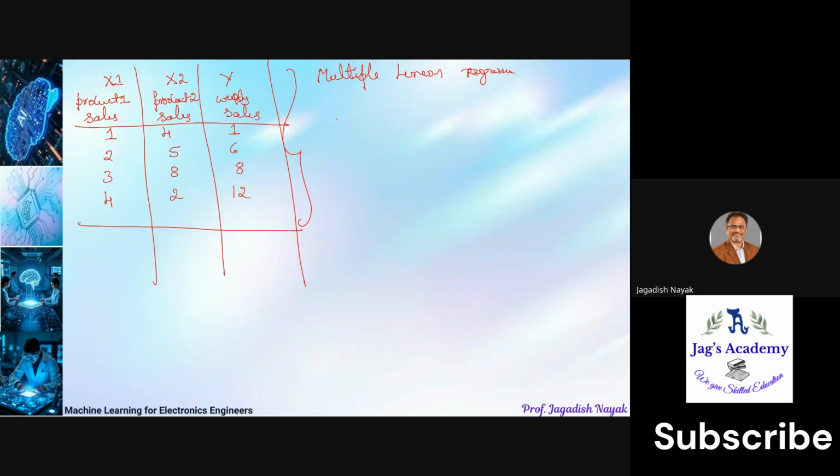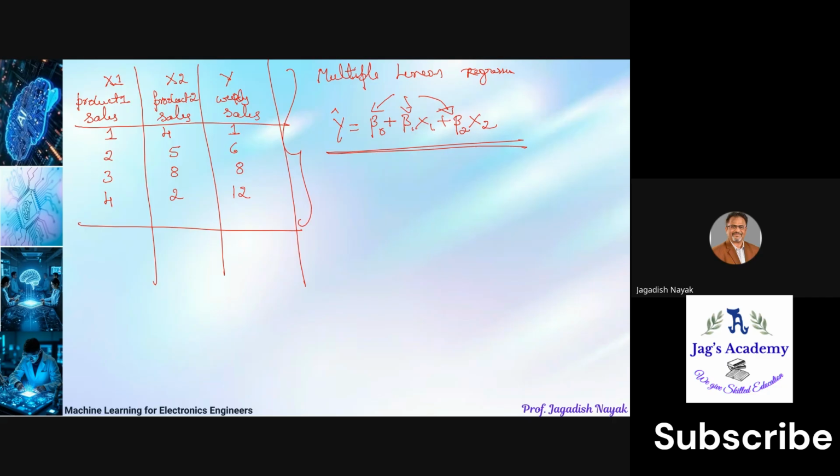Now either we can write an equation like this: beta naught plus beta 1 x1 plus beta 2 x2, right? So your predicted y cap is equal to beta naught plus beta 1 x1 plus beta 2 x2. Our aim is to find this beta naught, beta 1 and beta 2, right? So how to find this beta?